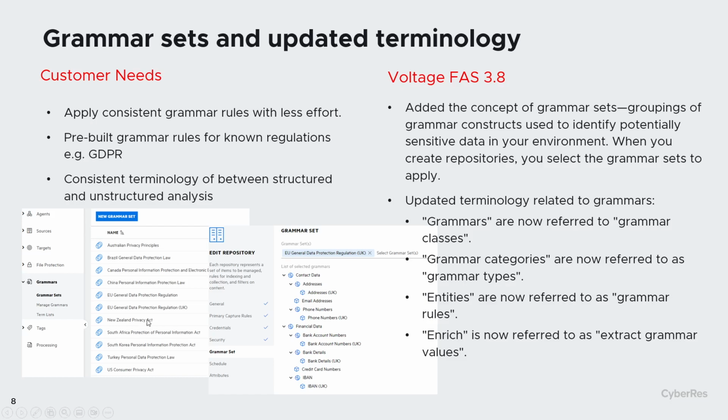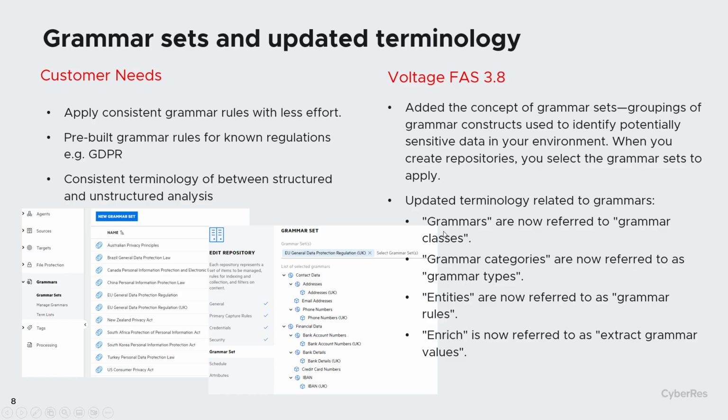So you can create your own grammar sets with your own package of grammars that are associated with each of these regulations. This means that when you're creating your repositories, you can either use pre-built grammar sets that are built for particular regulations, or you can create your own. This makes it much easier to associate a consistent view of your analysis inside your repository setups.